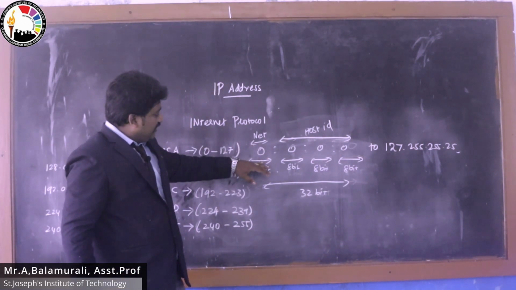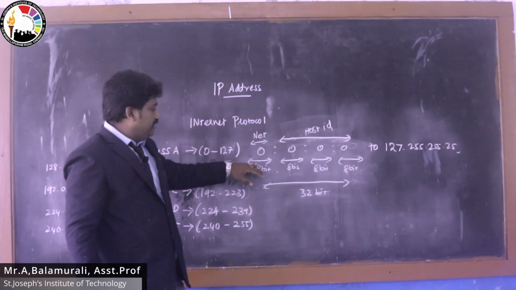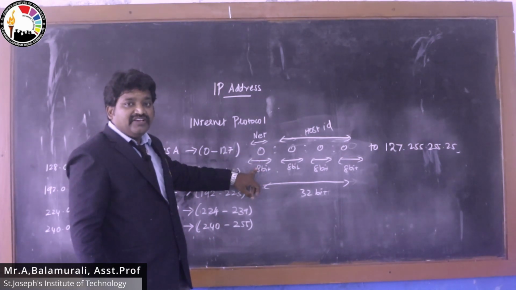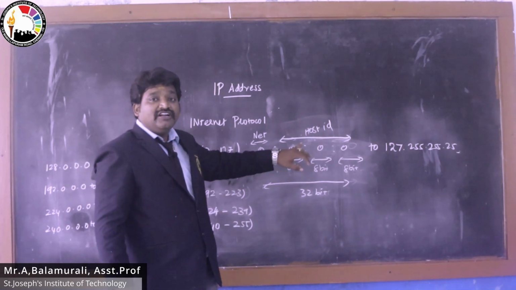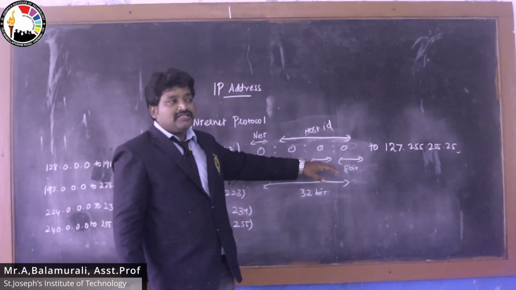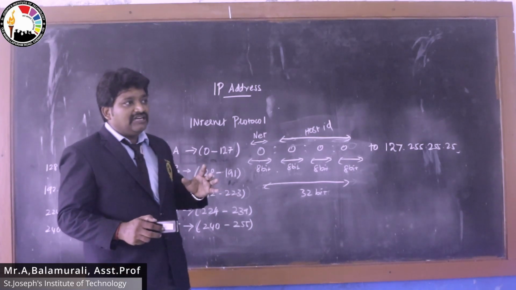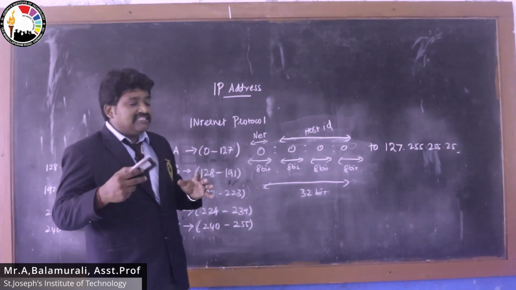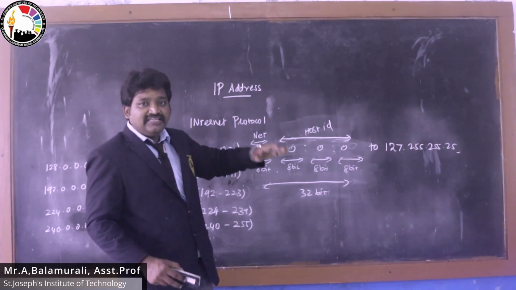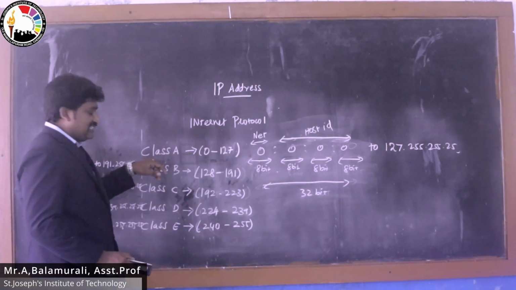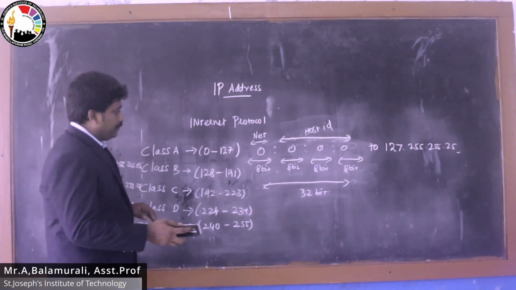So overall, how many networks are we going to create here? It means 128 networks we are going to create in Class A ranges. Remaining 2 power 24 devices, which means 2 power 24 will come around 16 million. That many systems we are going to connect under the host ID in Class A ranges. This is the Class A ranges, net ID, host ID.